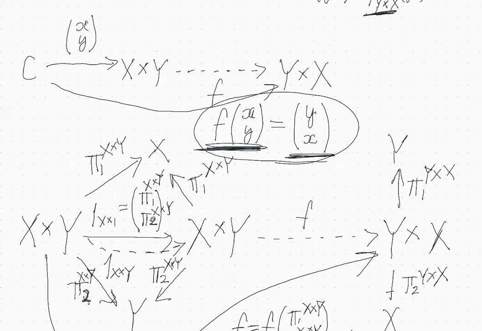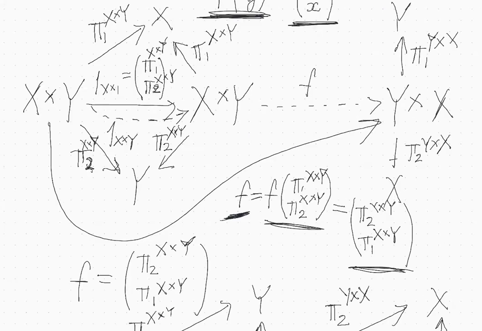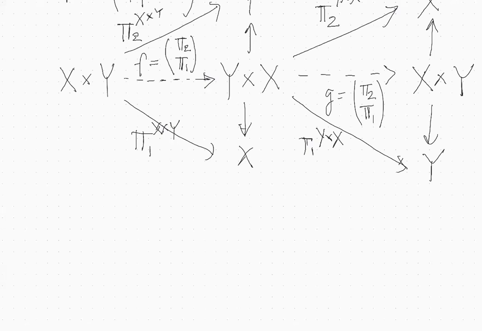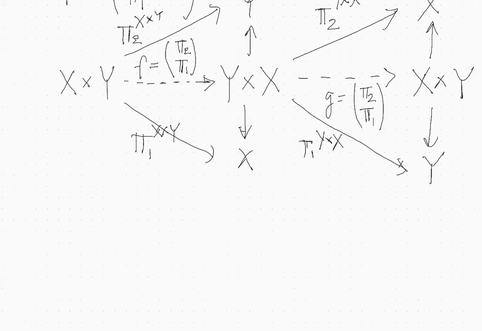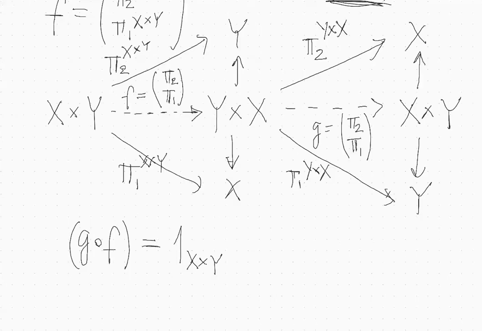And let's directly try to prove that the composites are equal. That, for instance, G composed with F equals, sorry, not the composites are equal, but the composites are equal to identity morphisms, right? G composed with F equals identity of X cross Y.